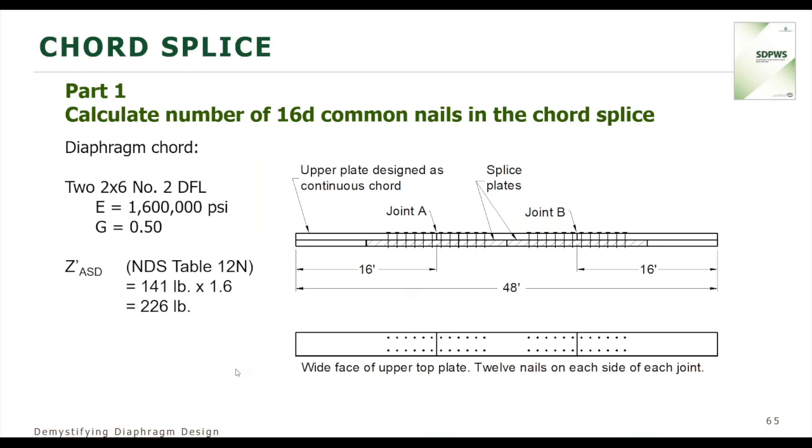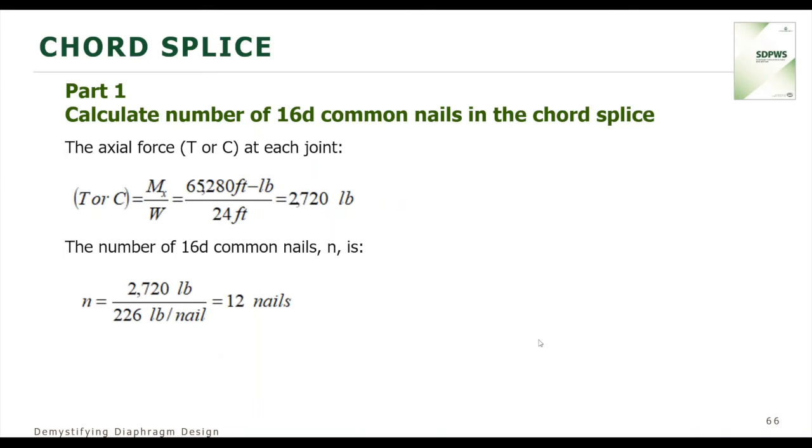So going to the NDS, table 12N, we can find out what our capacity is for a 16 penny nail, which is 141 pounds. Then we multiply by the load duration factor of 1.6 for seismic loads, and we get 226 pounds. That's for one nail. Now, what is our chord force, the axial force, either tension or compression?